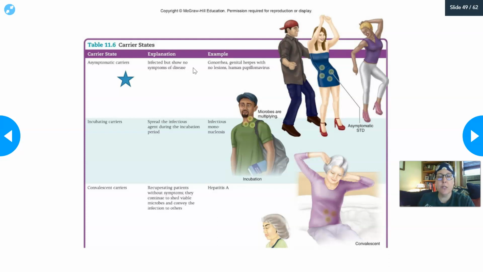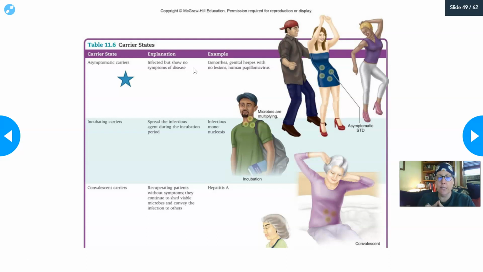Incubating carriers can spread the infectious agent during the incubation phase. Again, like we were talking about with coronavirus, they're in that phase between being exposed and developing the first signs and symptoms. The microbes are in there, they can multiply, viruses multiplying, and if they cough, if it's respiratory, or whichever way, they can spread it, okay?